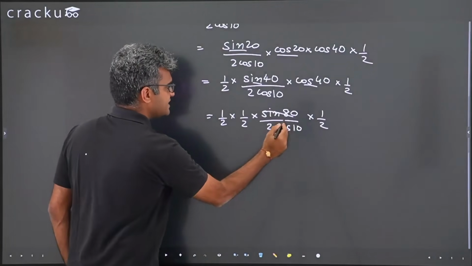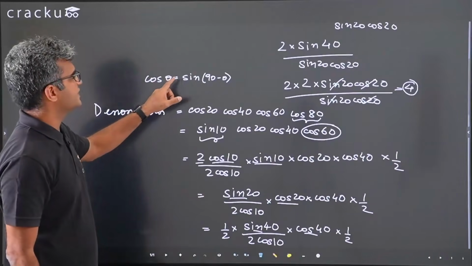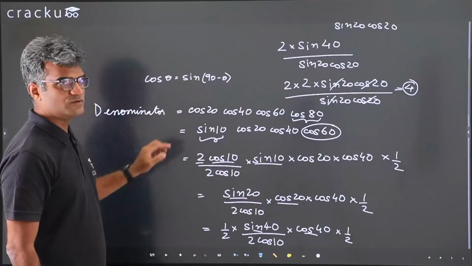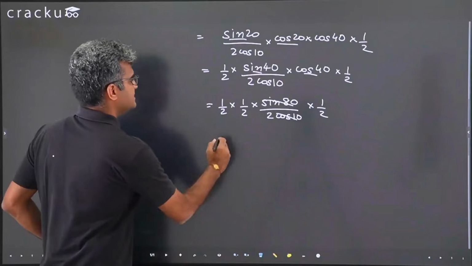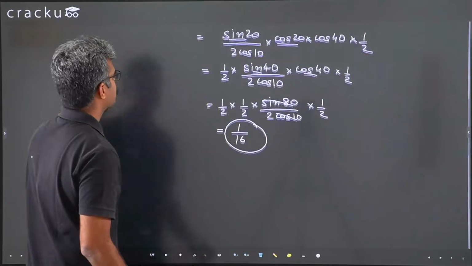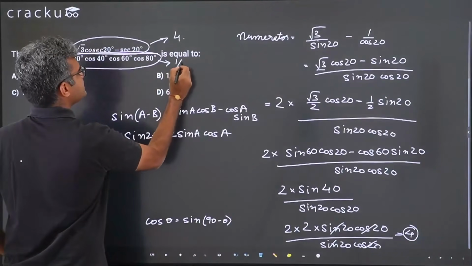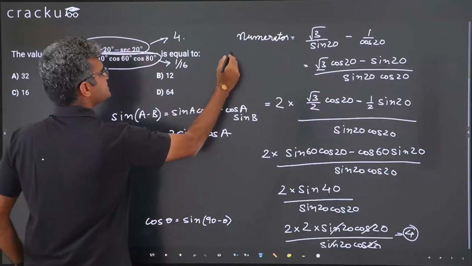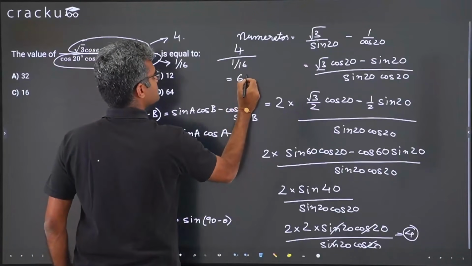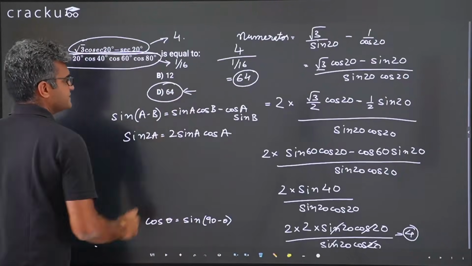Now sine 80 is equal to cos 10. Remember the formula that we discussed? Cos of theta is equal to sine of 90 minus theta. So cos 10 will be equal to sine 80. And this is basically equal to 1 by 16. This is the value of the denominator. So the required answer is just 4 divided by 1 by 16, which is equal to 64. So the answer for this question is option D, which is equal to 64.